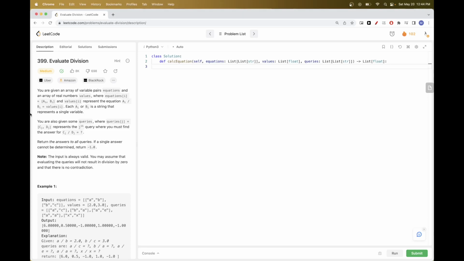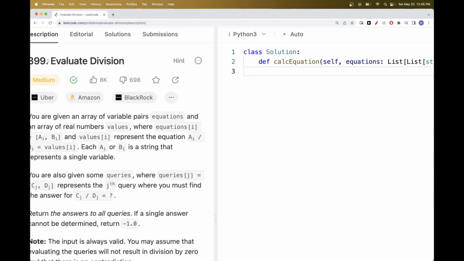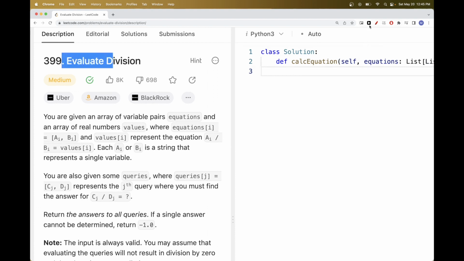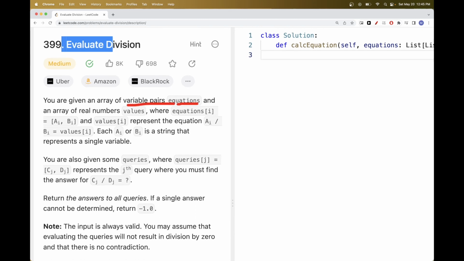Hello, so today we are going to do this problem, which is part of the Leetcode Daily Challenge, Evaluate Division. So the problem here is that we have an array of variable pairs that are basically equations, and then we have another array for the values of these equations. So for example, we get an equation for A and B, and the value at the same position, then the i-th equation and the value in the same position in values represent that the equation A divided by B is equal to the value at position i.